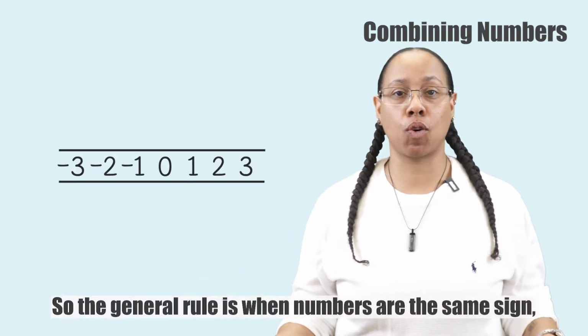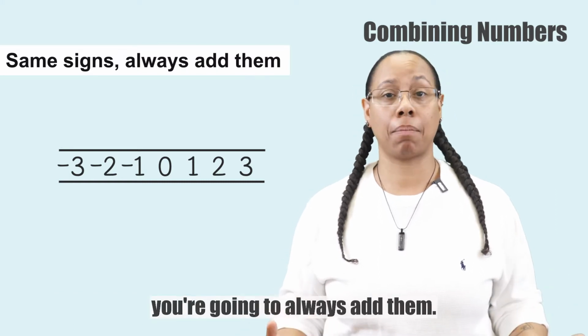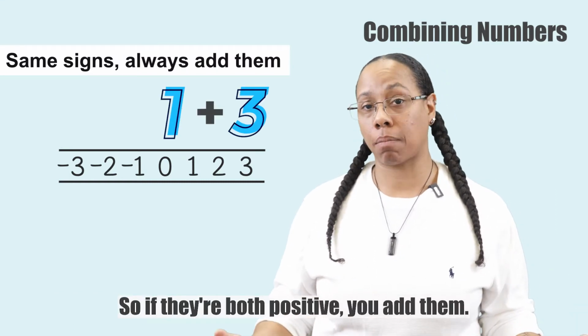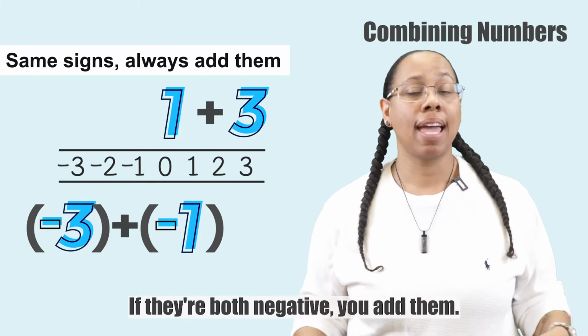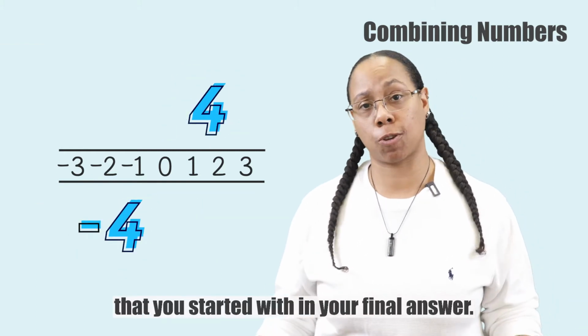So the general rule is when numbers are the same sign, you're always going to add them. So if they're both positive, you add them. If they're both negative, you add them. And you keep the same sign that you started with in your final answer.